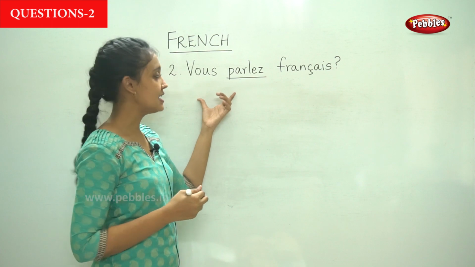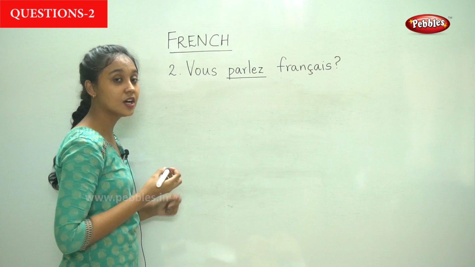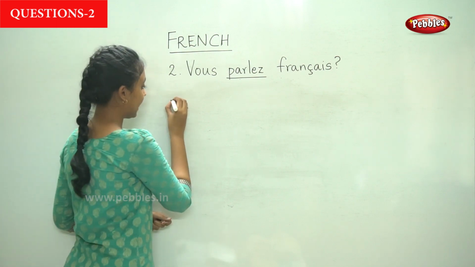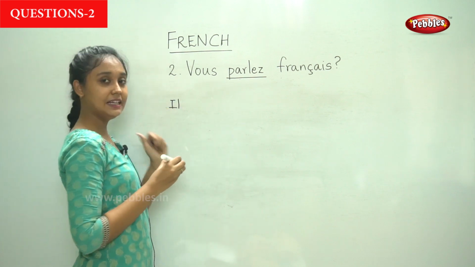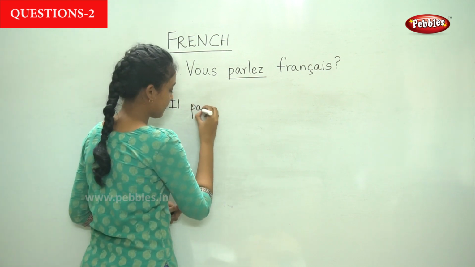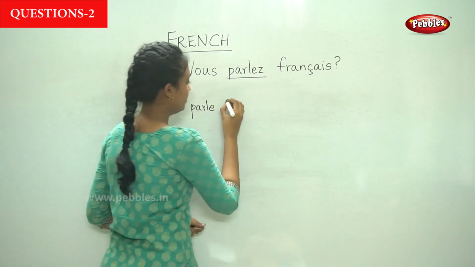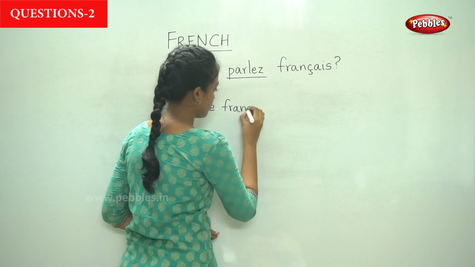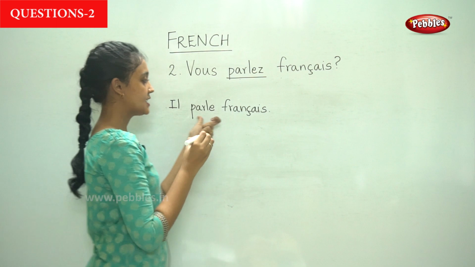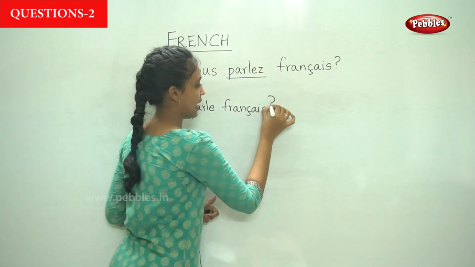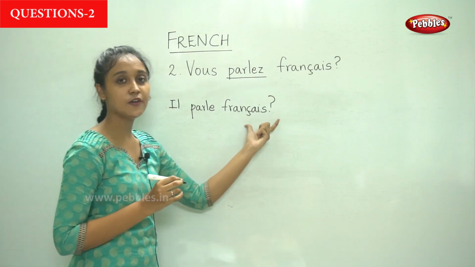Then if you want to ask, does he speak French? What is the subject for he? It is il. Speak, parler. For il, the conjugation is parle, and français. So he speaks French. If you add a question mark here, this becomes a question. Does he speak French?